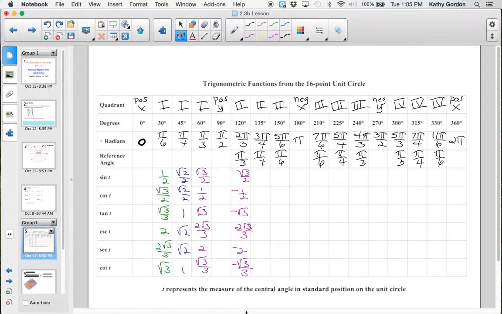Okay? So let's try the next one quick. If I want the trig functions for 3 pi over 4, we've already said the reference angle is pi over 4, so let's go by color. If these are what I'm starting with, which color should I write down in that column? The blue ones, right? Those are the ones that came from pi over 4. That's my reference angle. So I'm going to write down the blue ones.